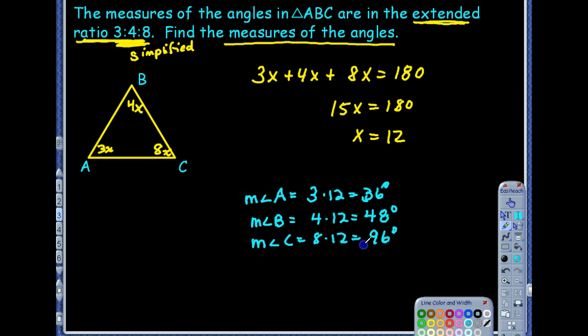To check this, what should be true about the three? They should all add to equal 180. And if I simplify 36, 48, 96 by dividing them all by 12, it gets you right back to your 3 to 4 to 8. Exactly. So these two are very similar problems, just taking the idea of a ratio and applying it to our geometry.